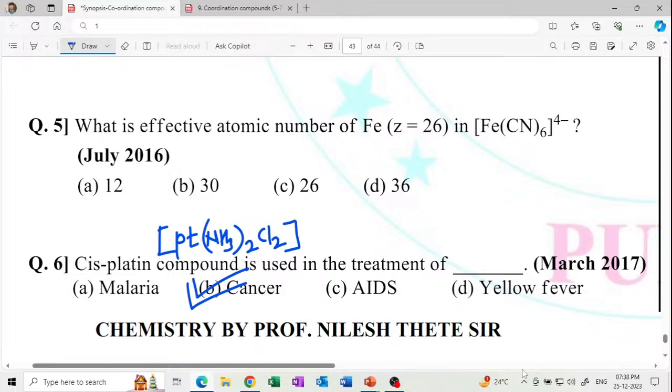Okay, what is the effective atomic number? Fe(CN)6, Fe has the atomic number 26. What is the oxidation state? Plus 2. So this is 24. 24 plus 12, that's 36. So this is your answer, 36. Get it? Effective atomic number 36.